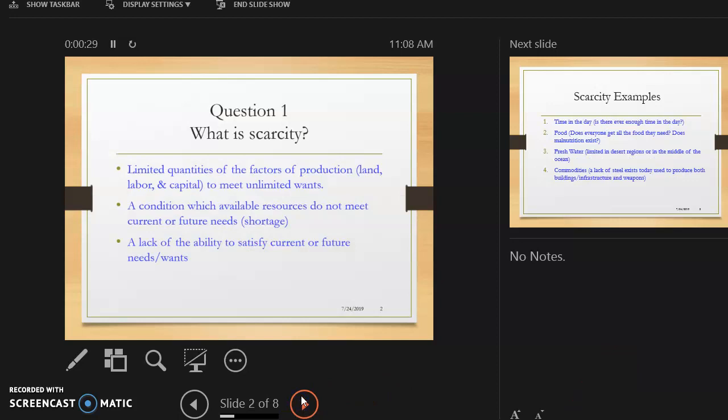First question, obviously, is what is scarcity? Scarcity is where you have limited quantities of different resources, but you have unlimited wants and needs. So when we talk about it more in terms of economics, we're going to talk about it more with factors of production, which include land, labor, and capital. Land being natural resources, labor being the workforce, and capital being the tools and the money needed to produce those things. Those are all limited.